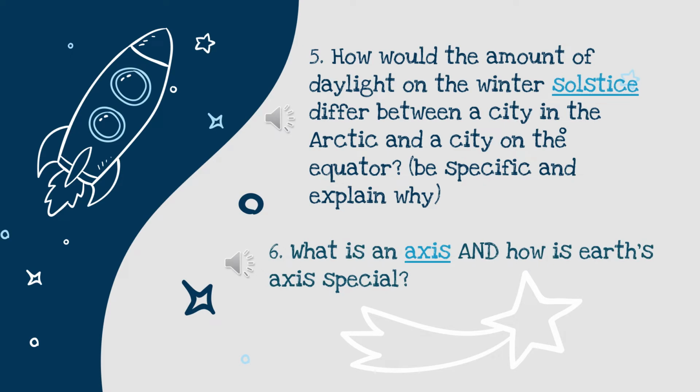Number 6, what is an axis and how is the Earth's axis special? An axis is the invisible line reaching between the North and the South Pole. Earth's axis is special because it is tilted 23.5 degrees, which gives us our seasons.